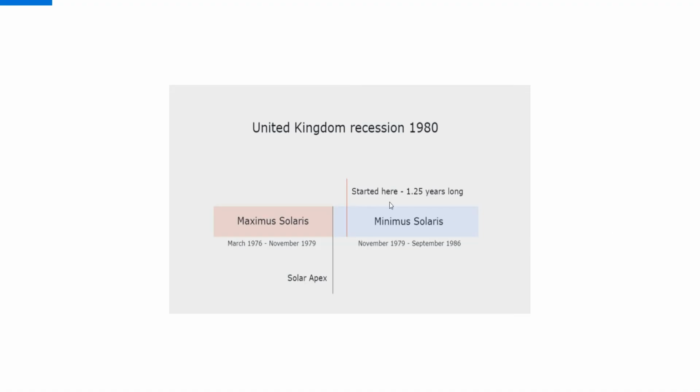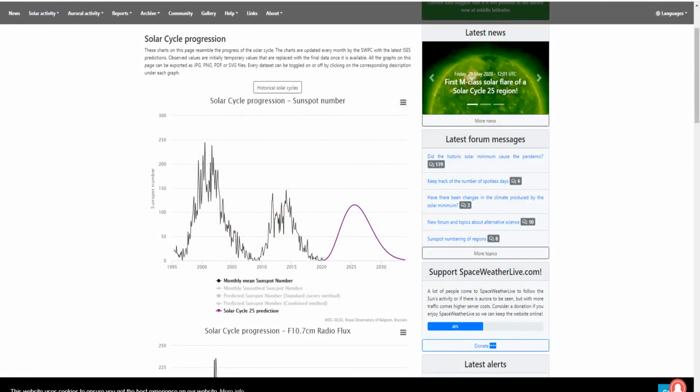Okay, let's go. So we had the Solaris apex, and right after we had the recession inside the Minimus Solaris period. Okay, and let me see if I have another one here, which I believe I have. There's so much stuff here, you guys have no idea.